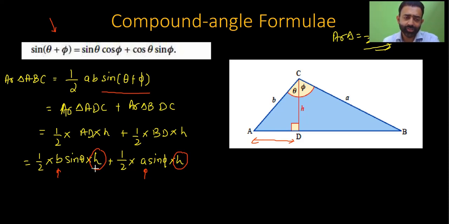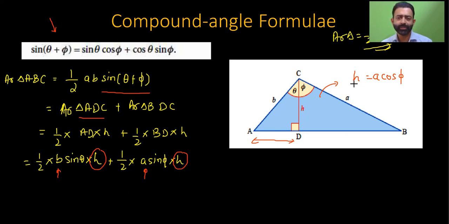So H I will write here, though we are talking about this triangle ADC, and this term corresponds to the first triangle ADC, but here I will write H in terms of the other triangle, that is, in terms of A. So in this triangle DBC, I can write H as A cos phi, because, as I have told earlier, I need to involve A in the first term and B in the second term.